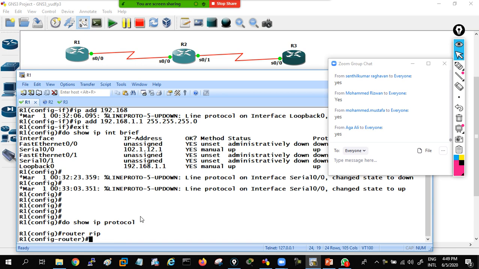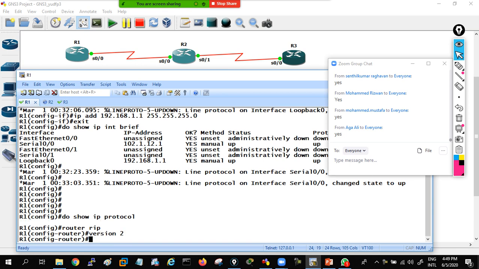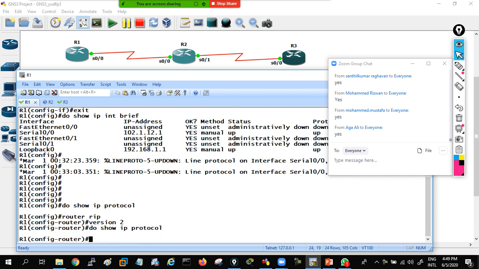So let's go and type it. You need to type version 2. Are you clear, guys? Do you understand this? Then after that, for the time being, type no auto-summary. I will explain what this is, don't worry about that. But before that, now I have enabled router RIP and version 2. Now go and type do show ip protocol. Let's see what's happening there.